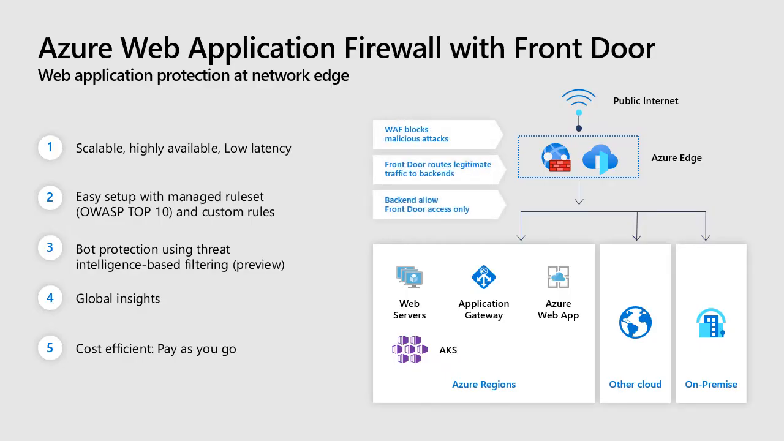You can actually combine the web application firewall with the Front Door service. If you look at this particular diagram, you have the WAF that blocks the malicious attacks. Then the Front Door behind it routes legitimate traffic to the back end, and back ends will only allow Front Door access. So this is an example of a situation where you want to combine the scalability and the ability to service millions of users all across the world, giving them great experiences when connecting to your apps, but at the same time protecting yourselves against DDoS and specifically layer 7 application attacks.